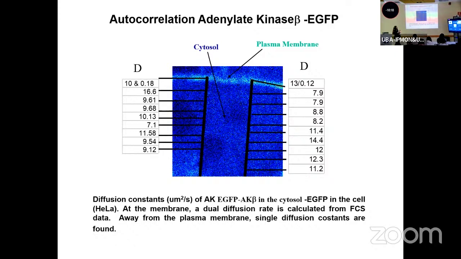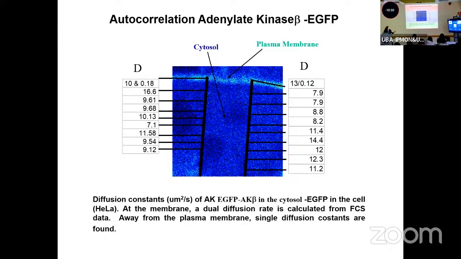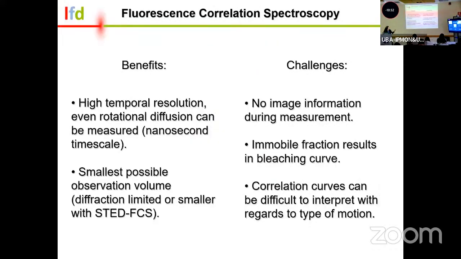Of course, there's steady state, right? We have proteins that bind and come off at the membrane, but we're only looking at the diffusion on the membrane at much slower rates. This is really nice because you can take multiple FCS spots and calculate the diffusion, but there are some challenges. We don't get an image from the measurement, just a point.